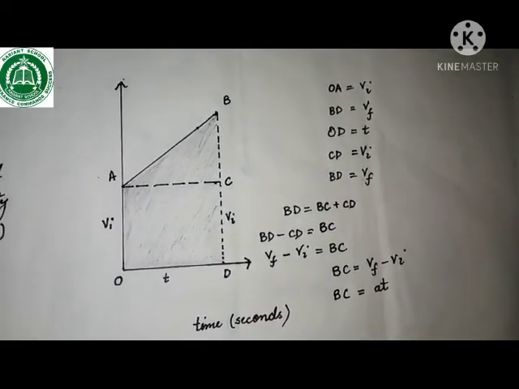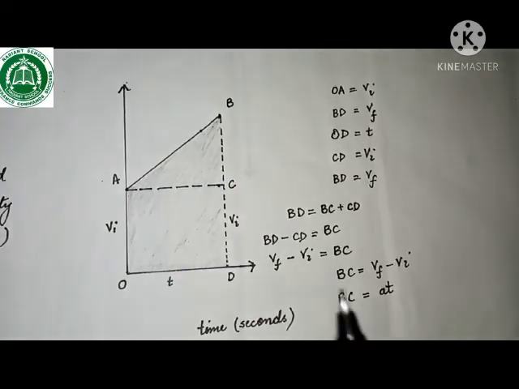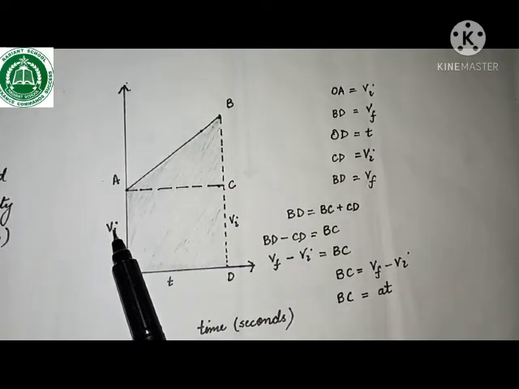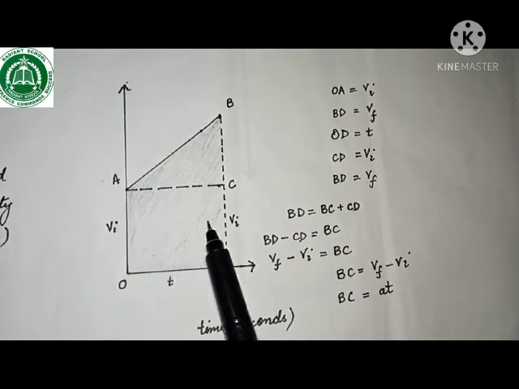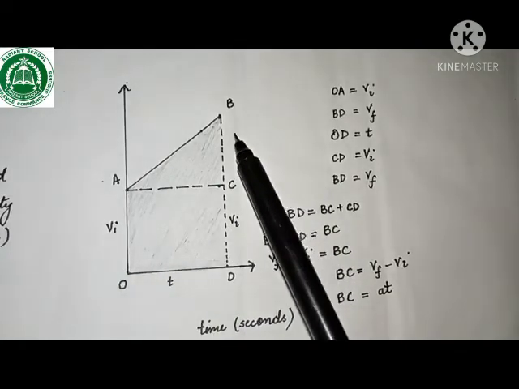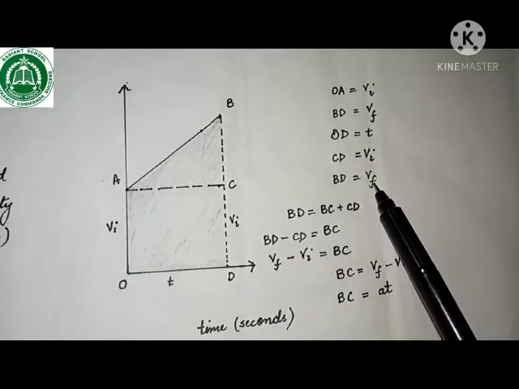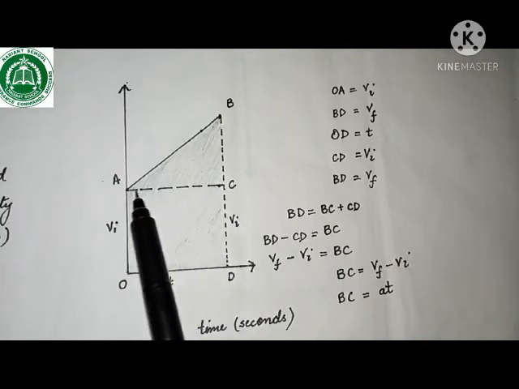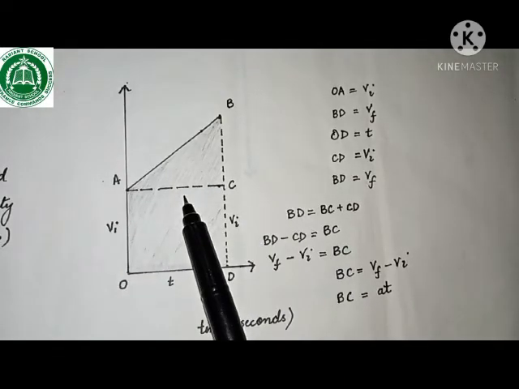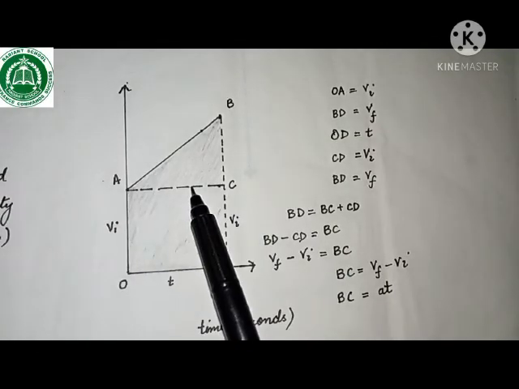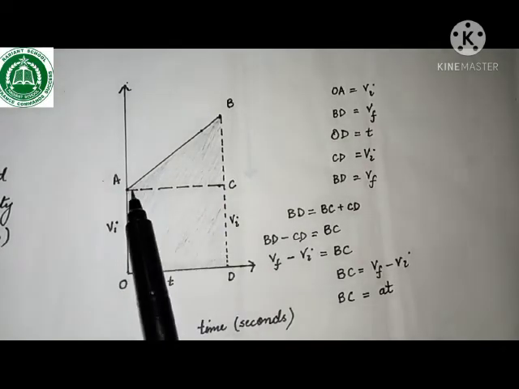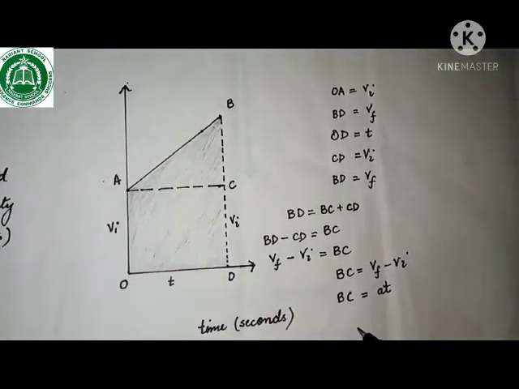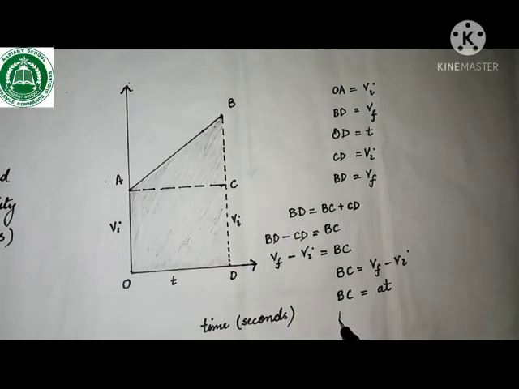Now, if you look at this diagram, one last thing is left: what is this value AC? I have told you what is OA, it is VI. What is OD? It is T. What is this C to D? As this is a parallel and equal side to OA, this is also VI. What is from B to D? This side is VF. Now what is the value of AC? This one side is left only. If you look at this rectangle, AC is parallel to OD. So if OD is T, AC will also be equal to T. So the last thing that was left in the diagram, AC is equal to T.